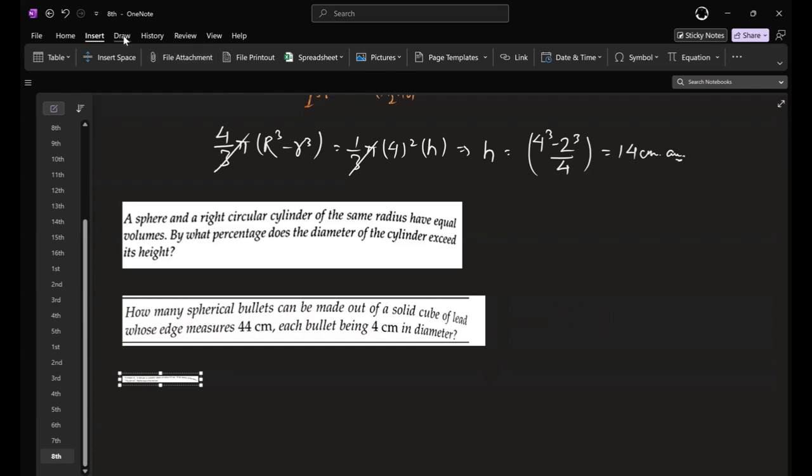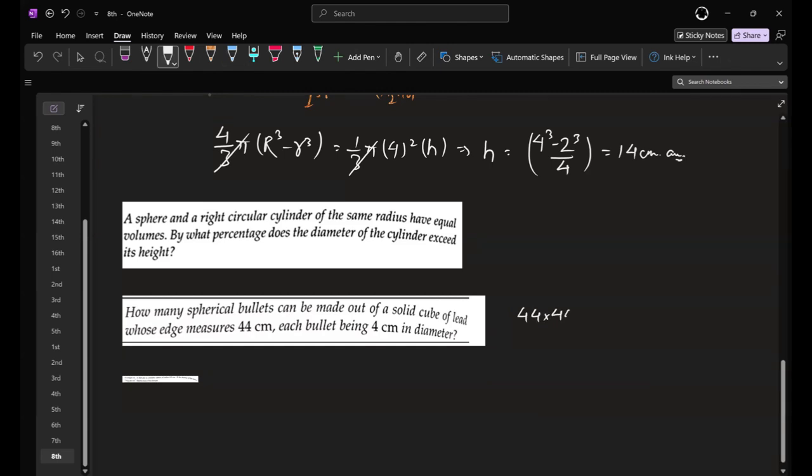Let's see. So what I have told you, just equate out the volumes, right? How many spherical bullets can be made out of a solid cube of lead? Okay. So volume of this cube would be equal to 44 into 44 into 44, right? Let's say we are making n number of bullets, and each one's volume is going to be 4 upon 3 pi r cube, 2 into 2 into 2. Okay, so we have written this equation only.